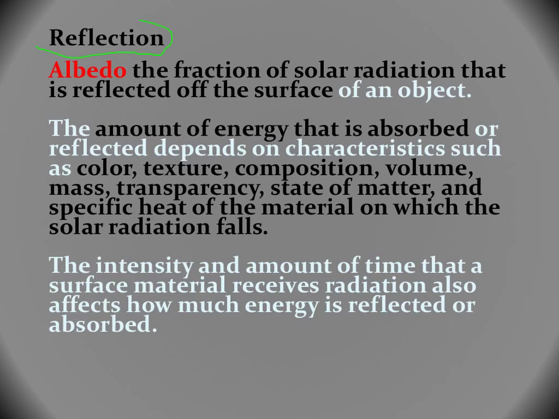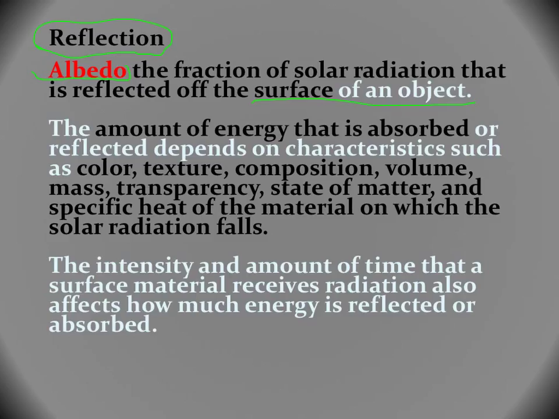Another key point of reflection happens on Earth's surface. That's something known as the albedo effect, and we're going to do a lab on this next week, or later this week, depending on whenever you're watching this video. And albedo is the fraction of solar radiation that is reflected off the surface of an object. This happens on the ground. Some things on the ground reflect more light than others. Some objects reflect more light than other objects.